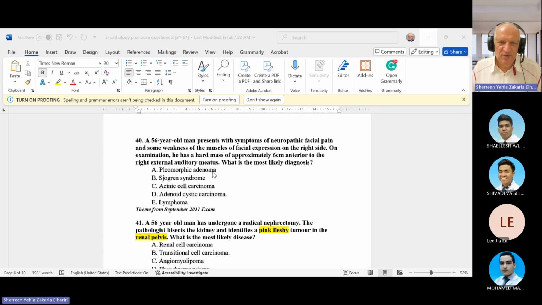Pleomorphic adenoma is not malignant. Sjögren syndrome is dry mouth and dry eye, and is different. So we have two cancers, either acinic cell or adenoid cystic. Neural invasion, or invasion through the nerve sheath, occurs in adenoid cystic carcinoma more than acinic cell carcinoma. Although both can affect the facial nerve, it is more common with adenoid cystic carcinoma. So the answer here is adenoid cystic carcinoma.